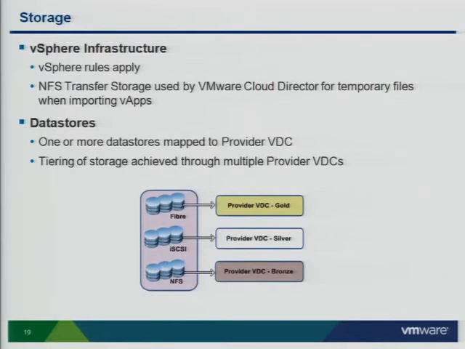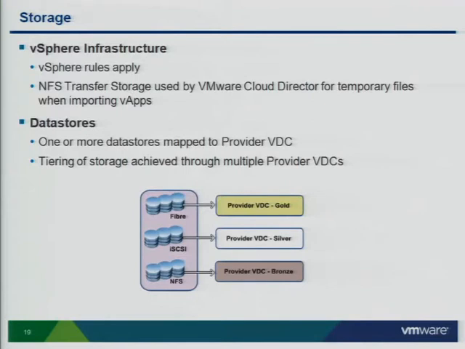For data stores, one or more data stores are mapped to the provider VDC, and then the tiering of storage is achieved through multiple provider VDCs. Within vCloud Director, if you provide storage presented to a particular provider VDC, all of the storage is available for deploying virtual machines or vApps. So you may have mixed tiers of storage presented, but there's no guarantee on where that VM or vApp is going to be deployed.